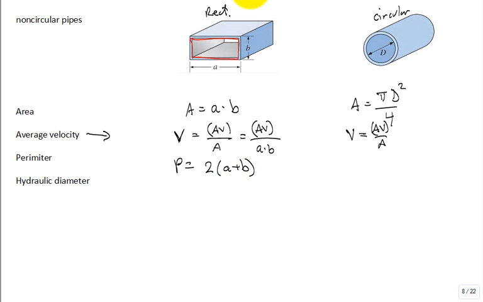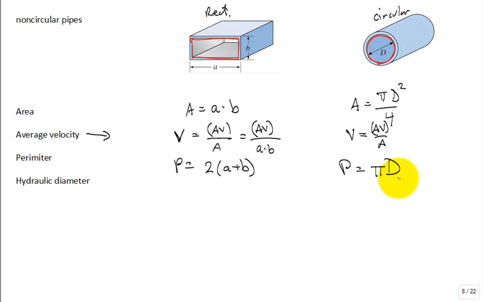How about the perimeter for a circular pipe? It's the inner diameter, that's right. So perimeter is 2 pi r, or pi d. Is it pi d? Good.